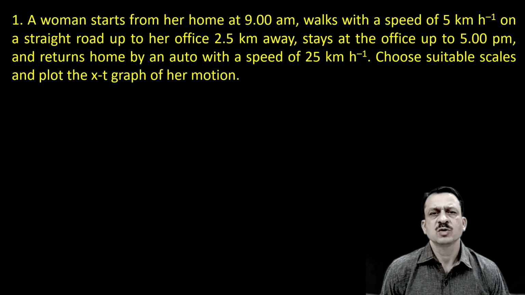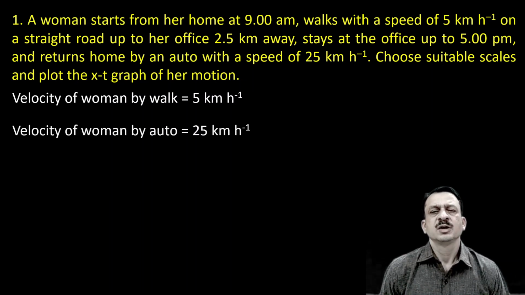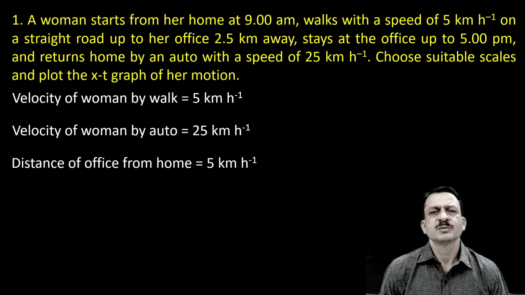Before that, we have to work out the time taken by the woman while walking to the office and while returning home by an auto. That we will work out. The velocity of the woman by walk is given as 5 km per hour, and the velocity of the woman by auto is 25 km per hour. Now we will work out the time taken. The distance of the office from the home is 2.5 km. What is the time taken by the woman by walk? That we will work out.